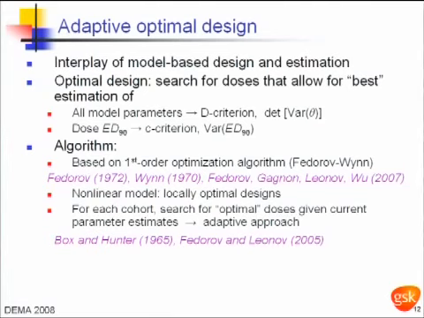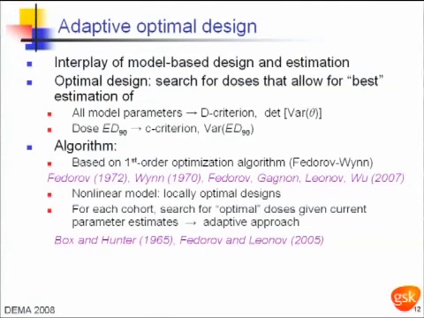Now, adaptive optimal design. What we are doing is the interplay between model-based design and estimation. Optimal design was talked about a lot during this conference. So we search for values of doses, which is our control variable here, that allow for best estimation of either all model parameters, with the D criterion, or dose ED90, which will be the C criterion, or linear criterion.